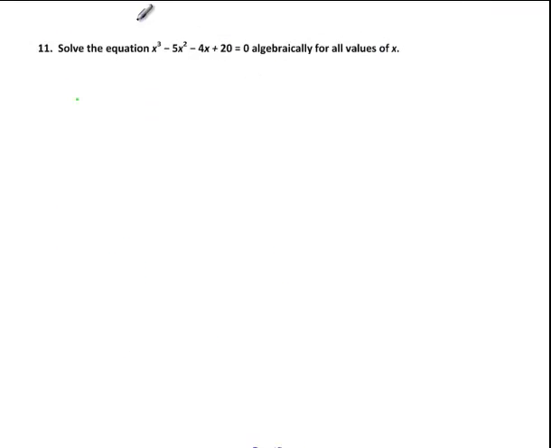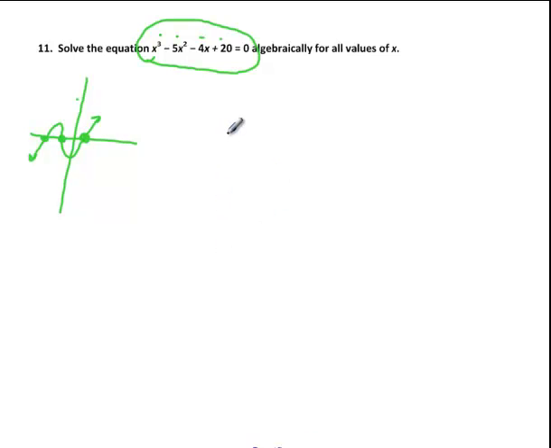Solve this equation algebraically. Okay, we see 1, 2, 3, 4. So we know this is a cubic equation, which means it's going to cross the x-axis 1, 2, 3 times. So we're charged with finding these three numbers. So this is a factor by grouping. X cubed minus 5x squared minus 4x plus 20. So I'm going to group these two numbers together, and I'm going to group these two together.